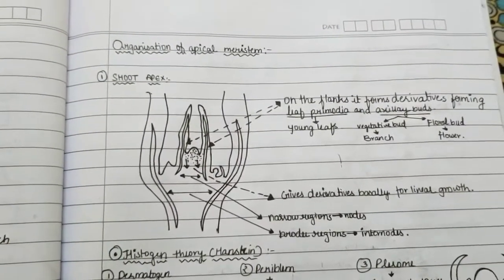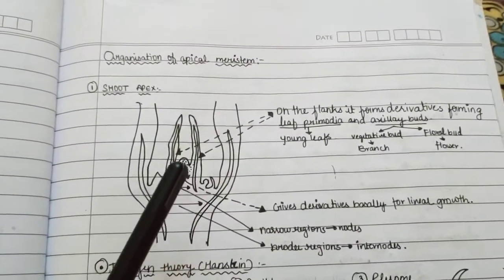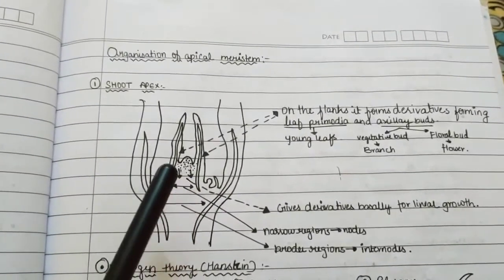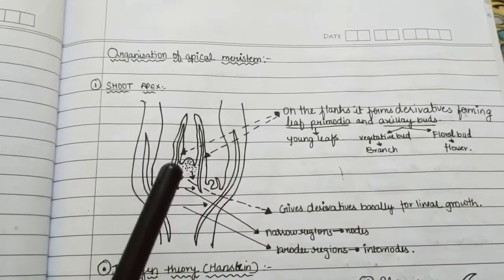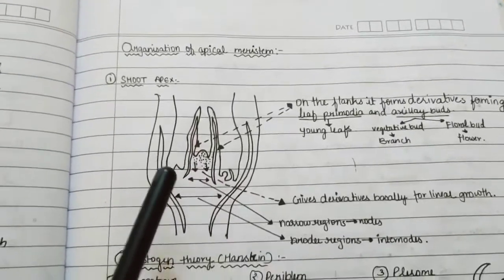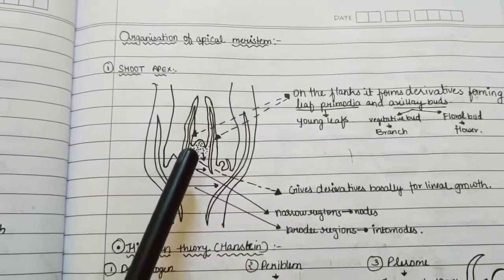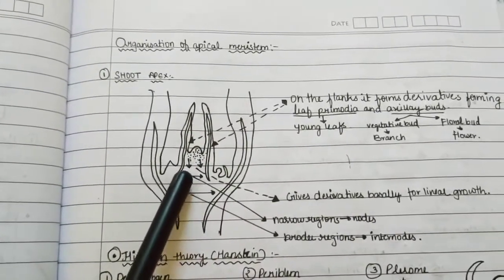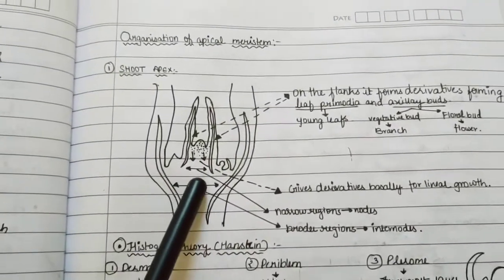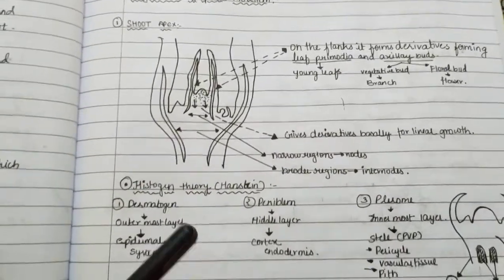Organization of apical meristem. First is shoot apical meristem. Here there are two fang-like structures which are derivatives forming leaf primordia, which are young leaves, and axillary buds. Axillary buds are of two types: vegetative bud and floral bud. Vegetative bud forms the branches, whereas floral bud forms the flowers. And here you can see the meristematic activity area, which gives basally for linear growth, and the permanent cells accumulate here and help in elongation growth. And here the narrow region shows the nodes and the broader region shows internodes.